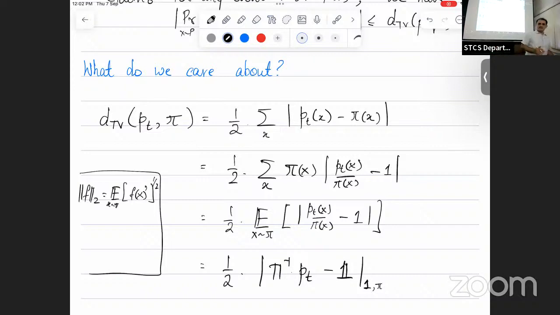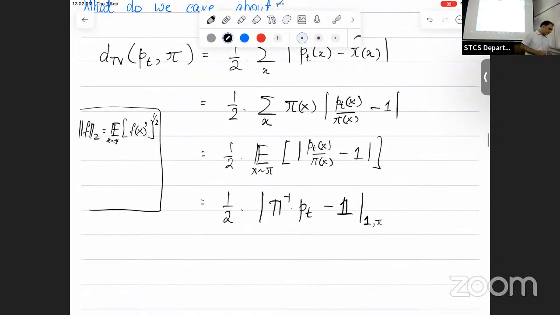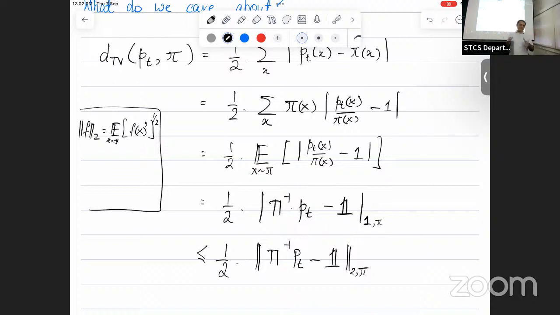Okay, but this is what is going to happen. And the nice thing about norms is always that this is at most half times the 2 norm of pi inverse times pt minus 1. Okay. So once you have norms as expectations, as you increase your k, your norm only increases. That's one way to tell yourself. The more basic way to tell yourself is basically, this is just Jensen.